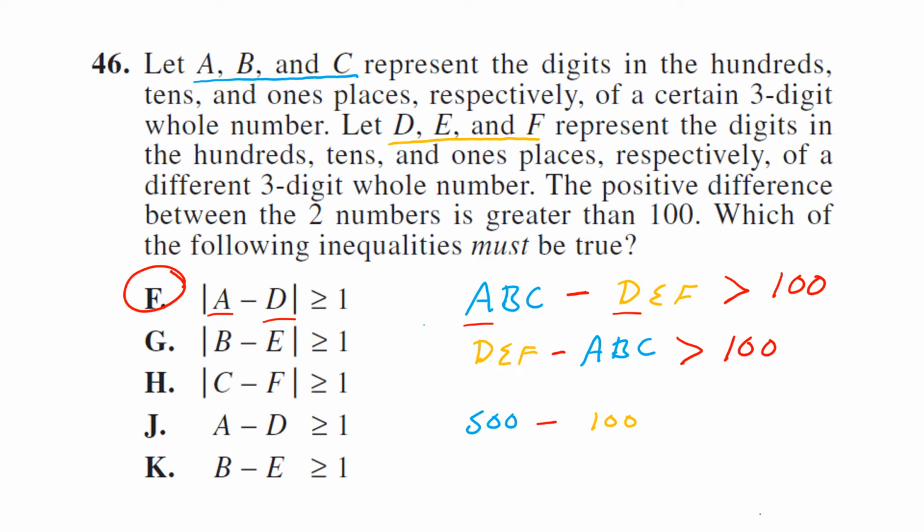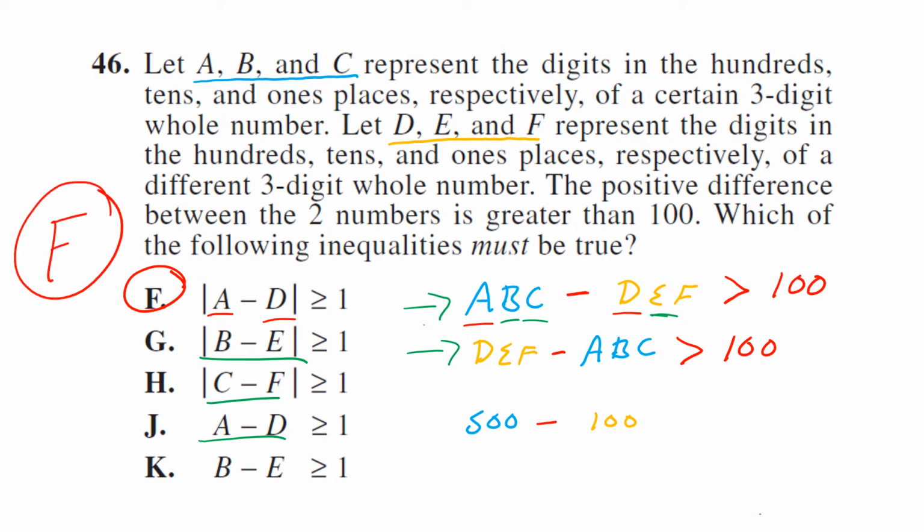So it's going to have to be F. We can look at the others to be sure. B and E. Now B and E would just be the tens place, right? So that's not going to be greater than 100. C and F, no, that's going to be the ones place. So that one's out too. And this is A minus D, but it's not absolute value, right? You got to remember that it could be in either order, ABC minus DEF or DEF minus ABC. And then B minus E, that's not much different than choice G, so that's just the tens place again. So F has to be the correct answer. Not a super hard question, just a thinking question.